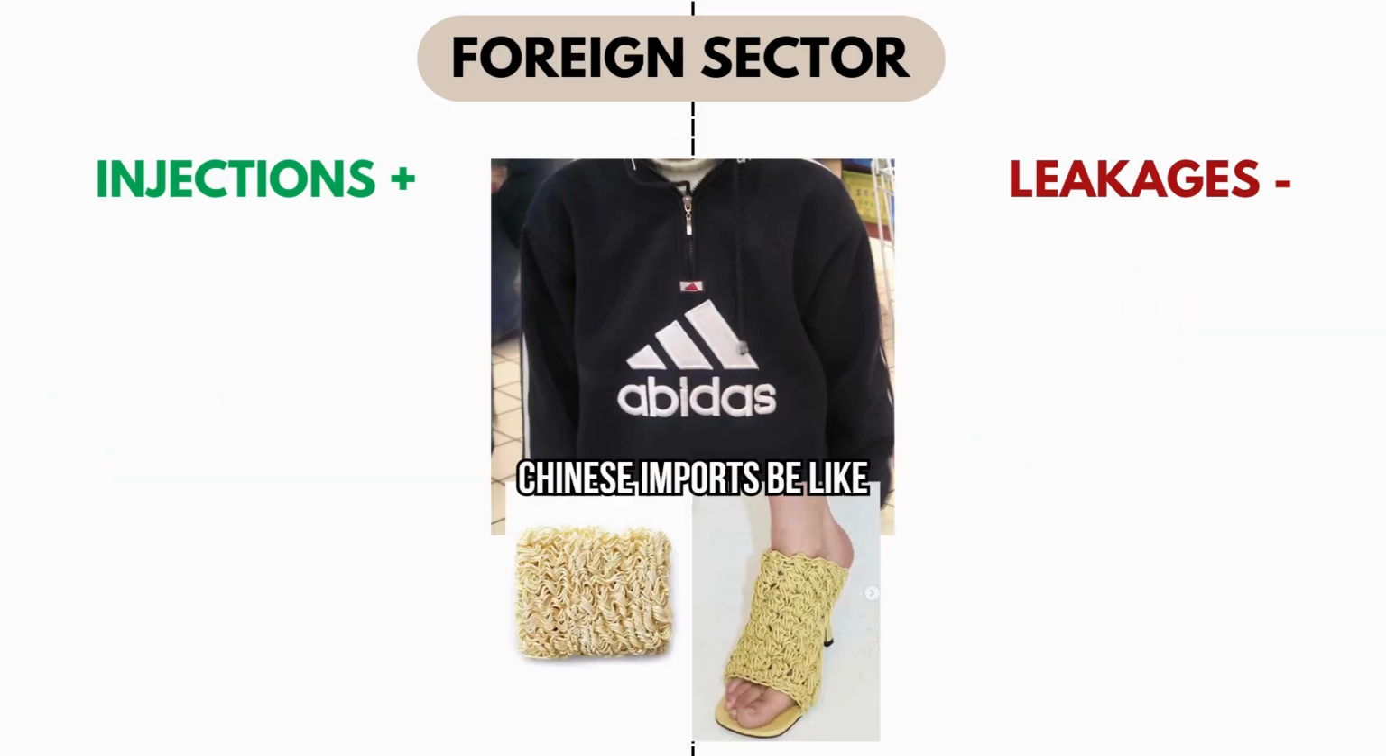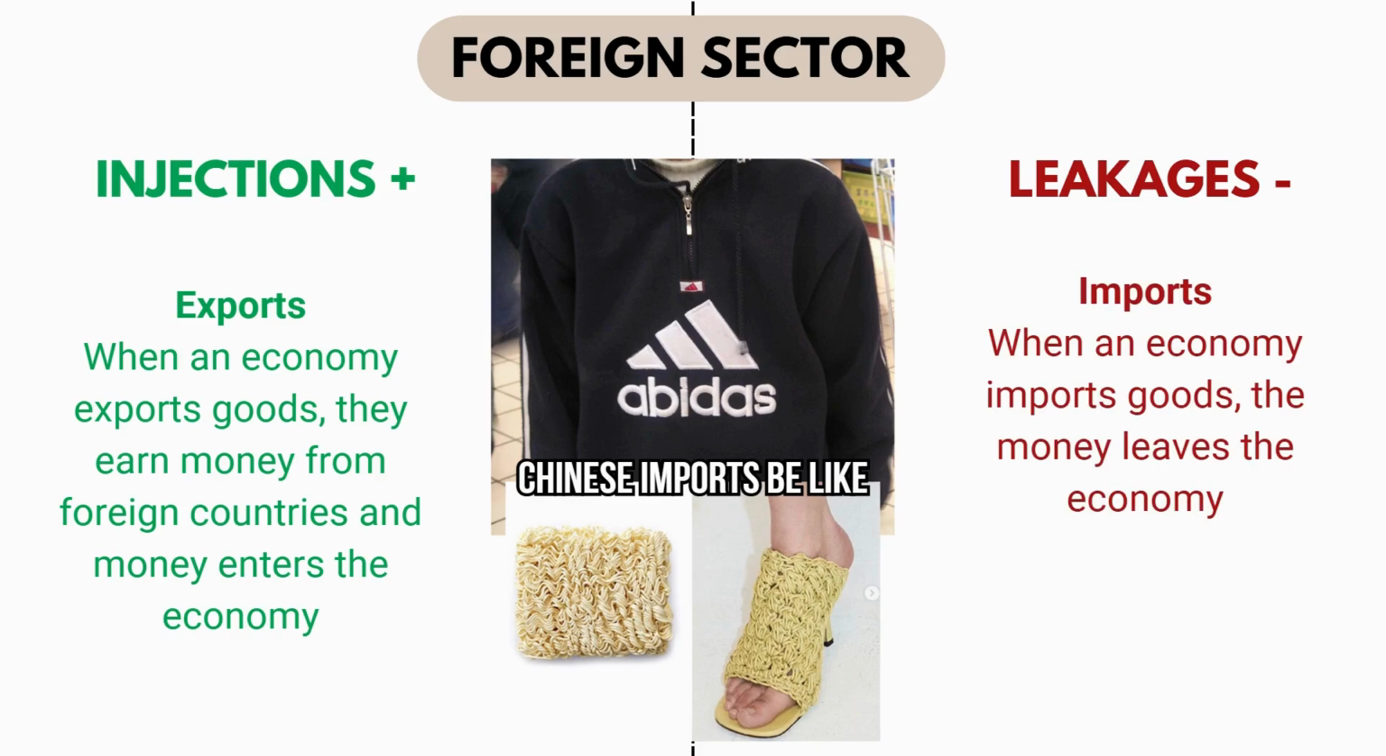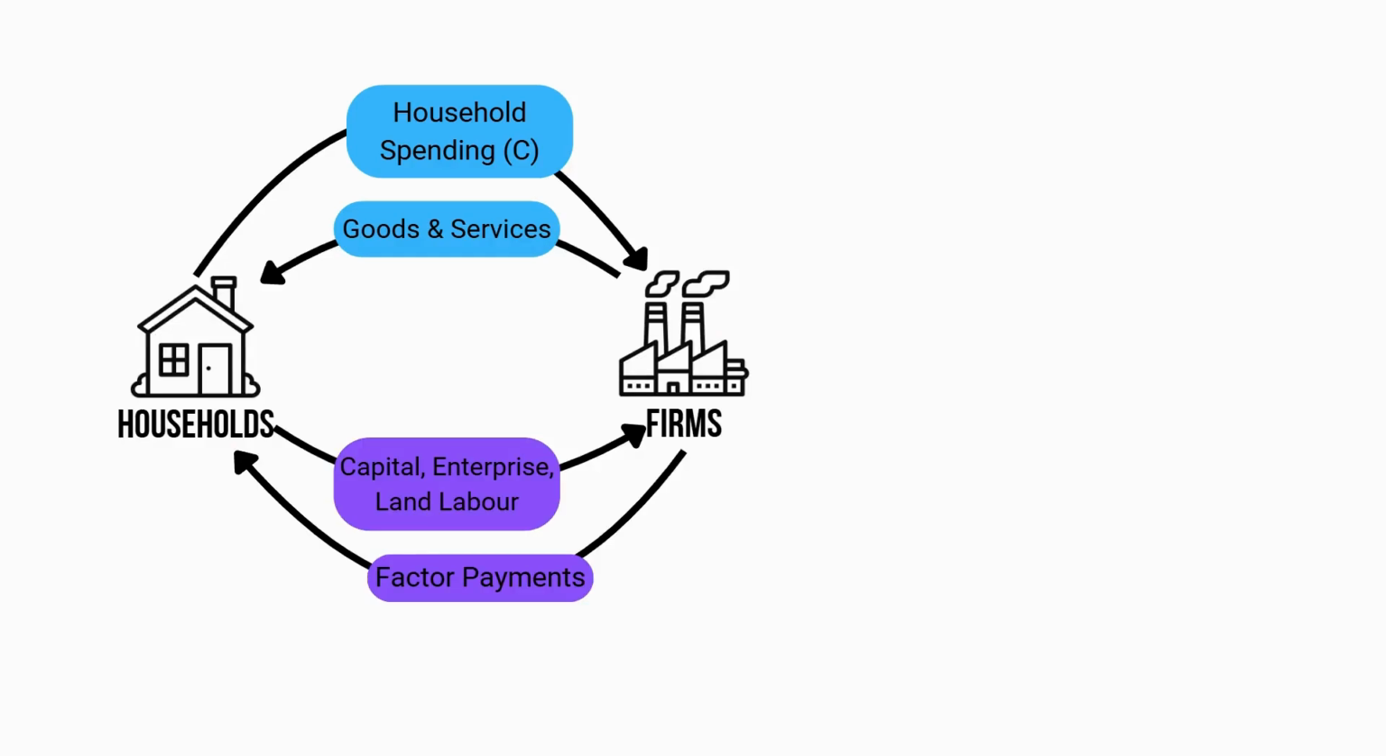Finally, we have the foreign sector. Through exports and imports, money can enter or leave the economy. When your country exports goods abroad, it earns revenue from foreigners who buy those exports. And when you buy foreign goods, you are effectively paying the people in the country who made those goods. We can represent each of these injections and leakages and how they will affect the circular flow of income by putting it all together.